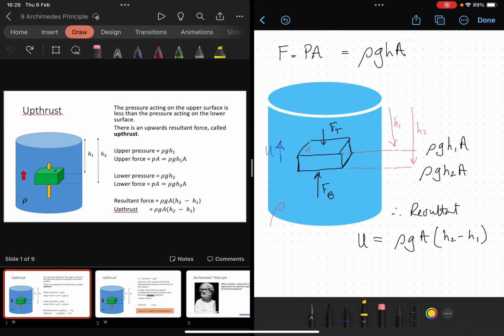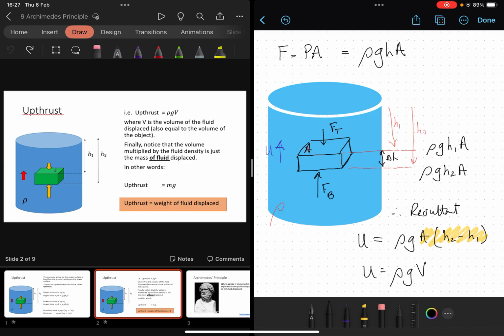However, we notice perhaps that we've got area times (h2 minus h1). So that is effectively the volume of that object, isn't it? Because h2 minus h1 is effectively that dimension of that object. So if we multiply the area, A, of the object by that change in height, that's going to give us the volume of the object. So in other words, upthrust is rho g V.